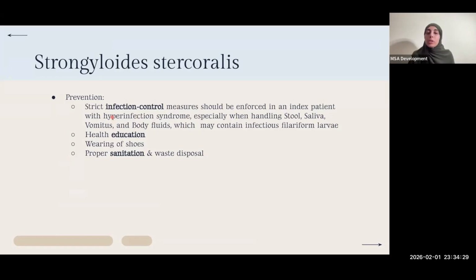And you want to educate patients. Have them wear shoes because remember, it's acquired by penetration of the skin in soil, so wear shoes in soil, and proper sanitation and waste disposal is also important.